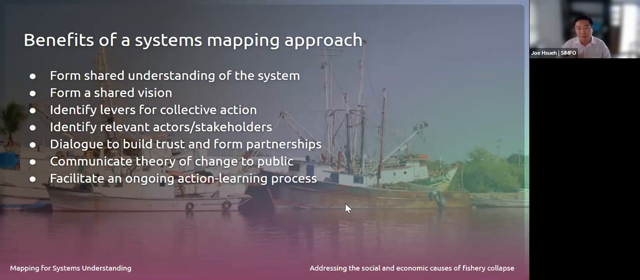The map should be a living map because we should continue to revisit it as we intervene. The system will shift.